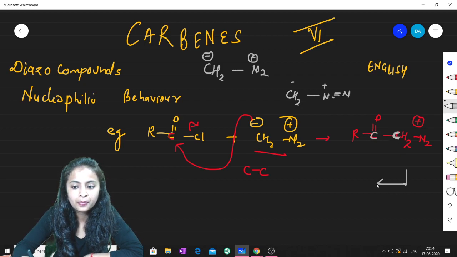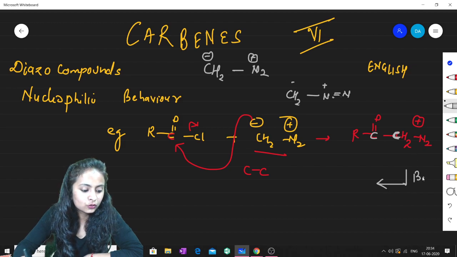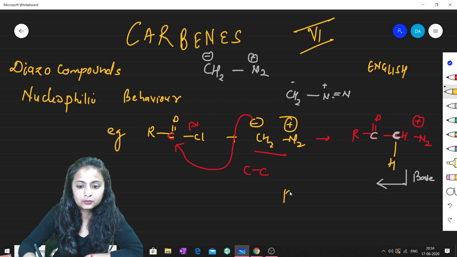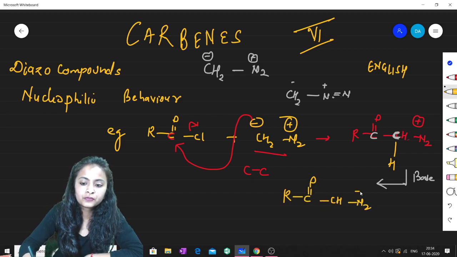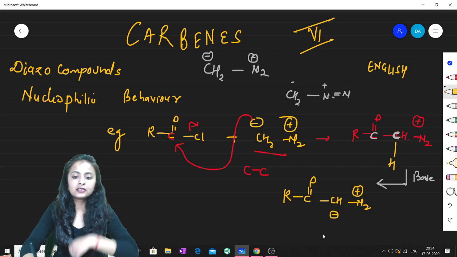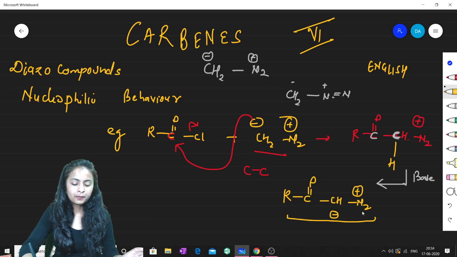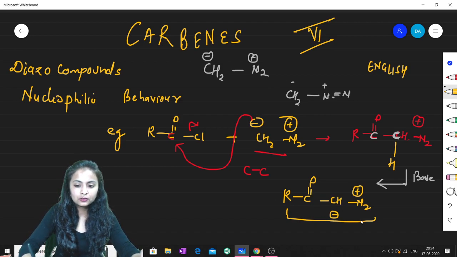Now what I'm saying is, if I treat it with any sort of base, then which proton is acidic? You can directly see that this proton is acidic, isn't it? Because this proton is acidic, I will be getting this negative charge. So this is basically one thing. Now this is the anionic part, and this N2 is a good leaving group.